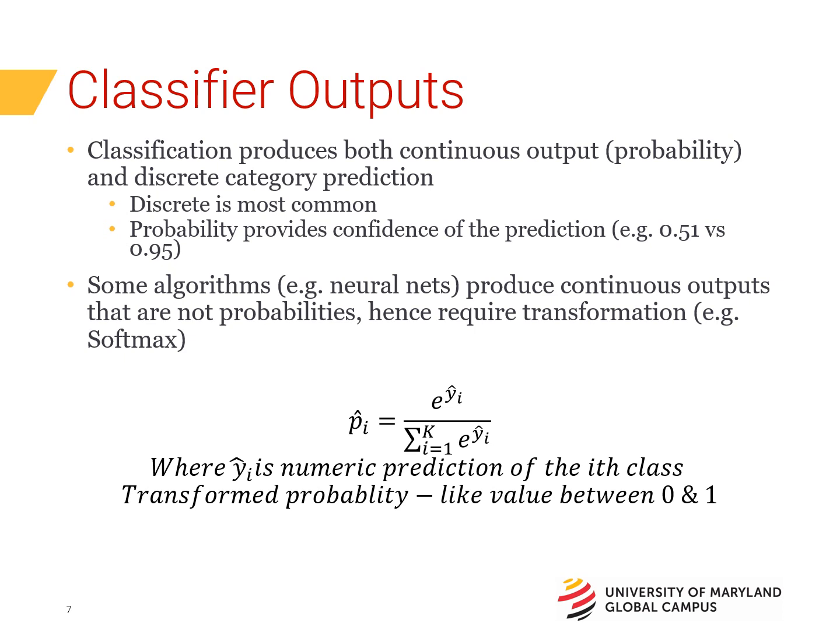Let's start with discrete category prediction. In this case, the classifier assigns each instance to one of the predefined categories or classes. It makes a definitive decision, labeling the instance as belonging to a specific class.